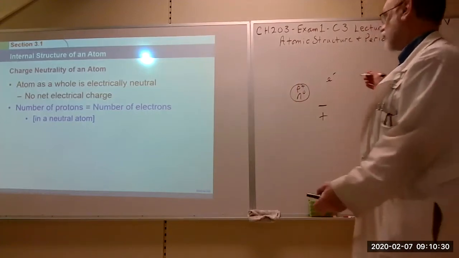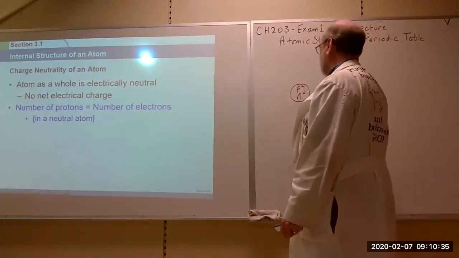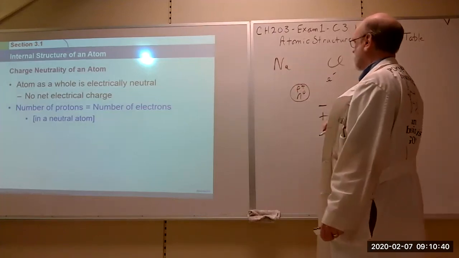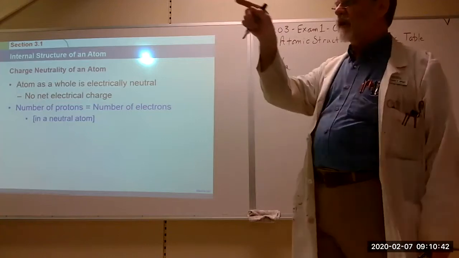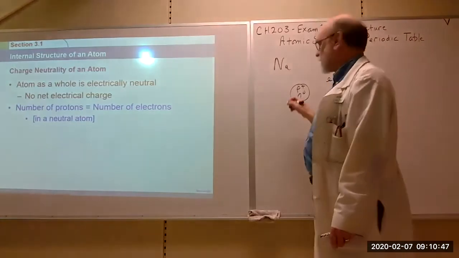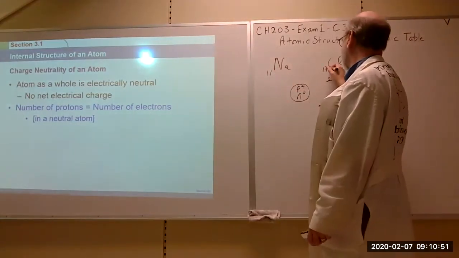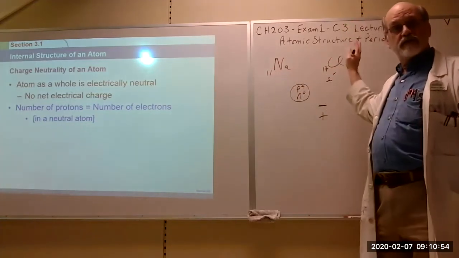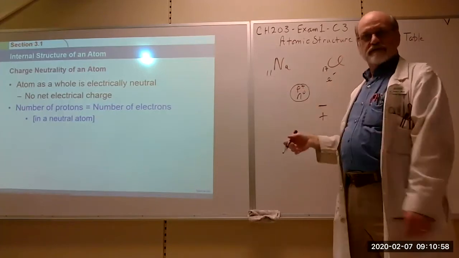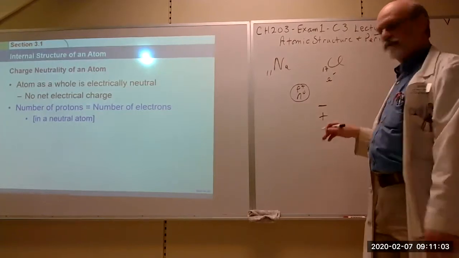For example, if you have sodium and chlorine, we look on our chart, see sodium is going to have 11 protons. That's the atomic number. And chlorine is going to have 17. That means they have 11 electrons, 17 electrons. But metals like to give up their electrons. Non-metals like to accept electrons, as a general rule.